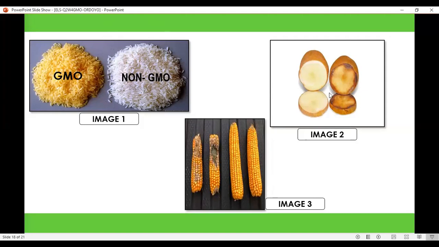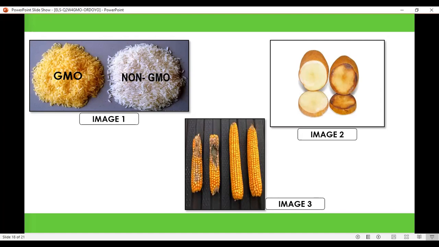So this crop is a potato. It is called a non-browning potato. It is also genetically modified wherein the genes responsible for producing the polyphenol oxidase enzyme are targeted. These are enzymes that cause the browning reaction of the fruit when sliced or exposed to air.